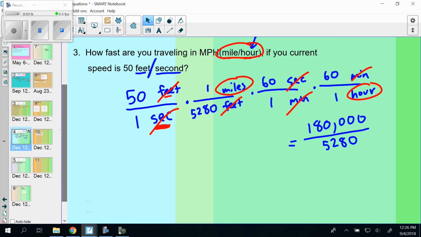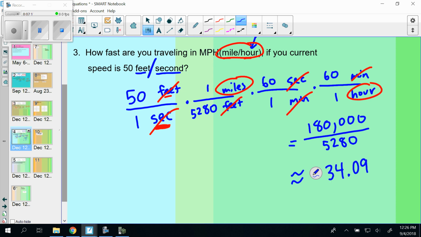So now we can write our answer here. In math, we use this little squiggly equals for approximate. Approximately 34.09 miles per hour.